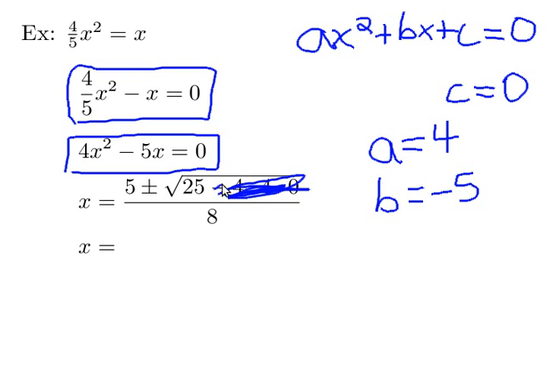So this is going to be 5 plus or minus 5. I mean, can you see that? So we'll have the square root of 25, so we'll have 5 plus or minus 5 over 8, which is going to equal 10 over 8, which will be 5/4. So x equals, I'm not going to skip that step, 10 over 8. 5 plus 5 will give you 10, which is going to be 5/4.